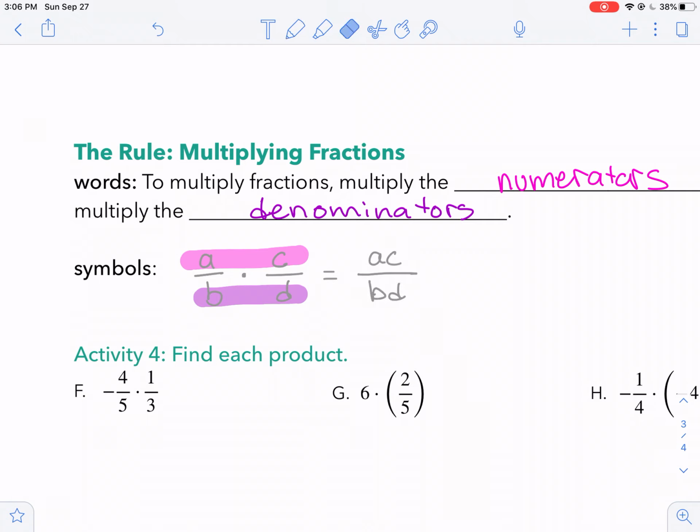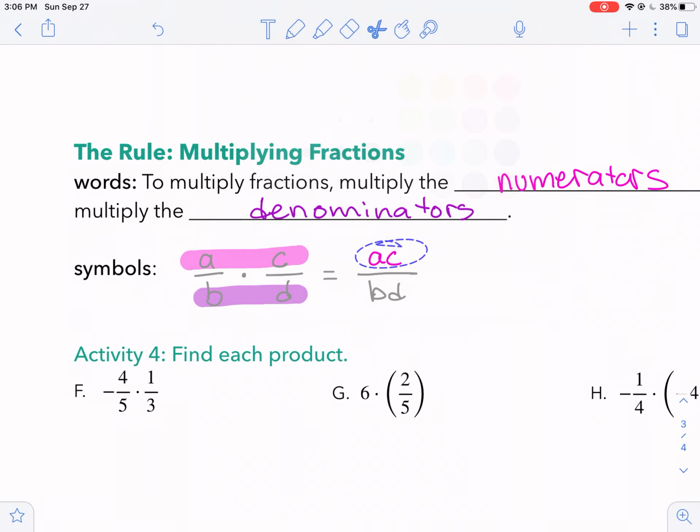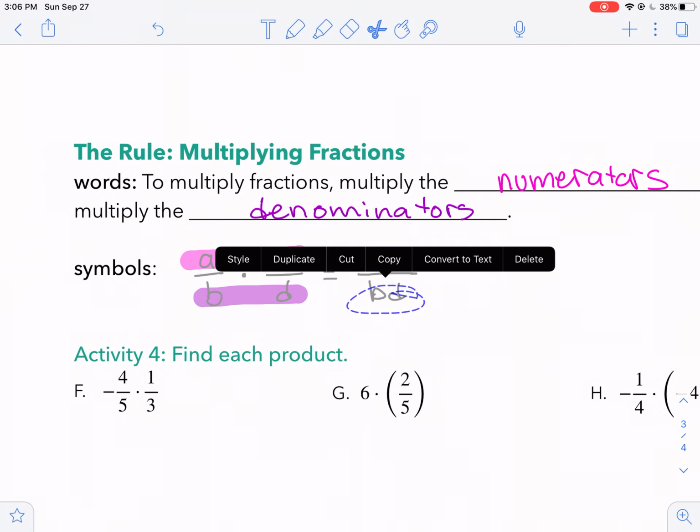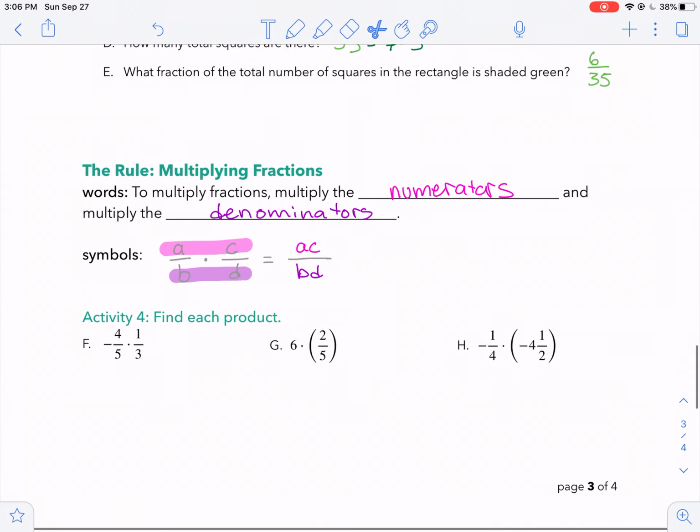You know, guys, that's kind of hard to read with the highlighters, huh? So I'll just do it this way. A times c over b times d. So when you're multiplying 2 fractions, multiply across. All right, we have another activity to do.